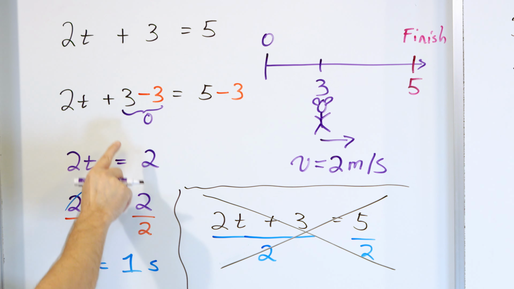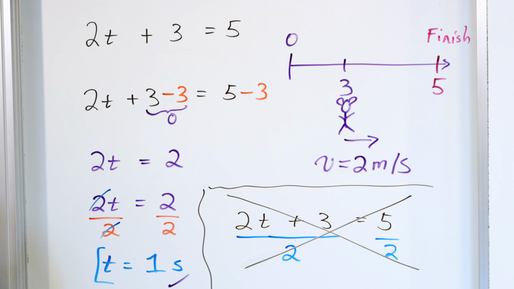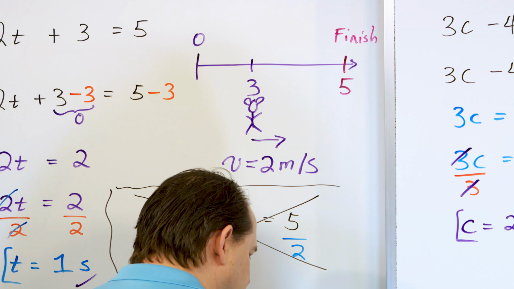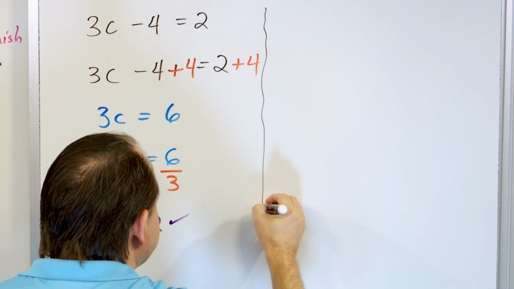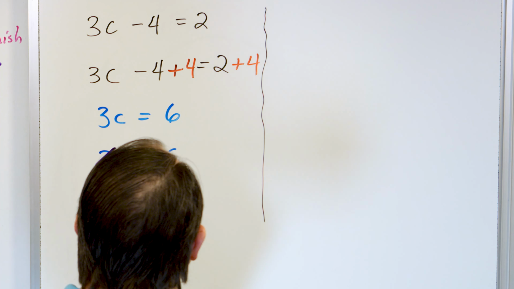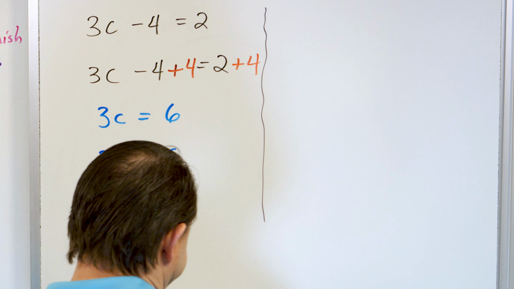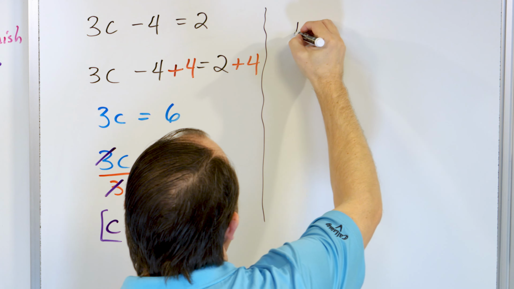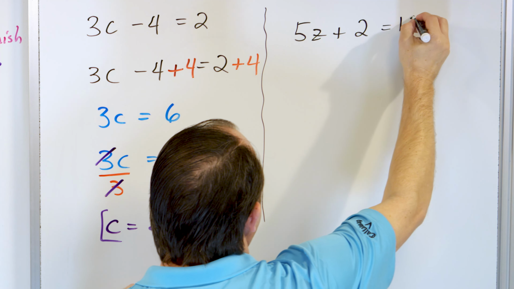Same as when we put 1 in here. 2 times 1 is 2, plus 3 is 5, so we know that this is the right answer. So in general, when you're doing things that involve multiplying and adding and so on, usually you're going to do the addition or subtraction first before the multiplication. All right, let's take a look at 5 times z plus 2 is 12.